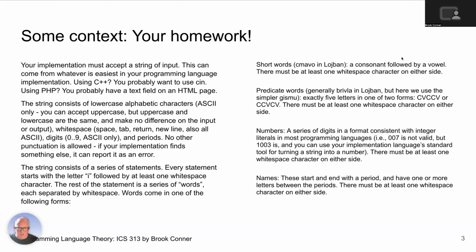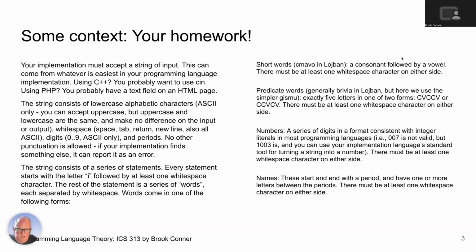First is short words. In Lojban, these are called cmavo. That is a consonant followed by a vowel. So in this simplified form, only 2 characters, and there must be white space on either side. The first character has to be a consonant. The second character has to be a vowel.